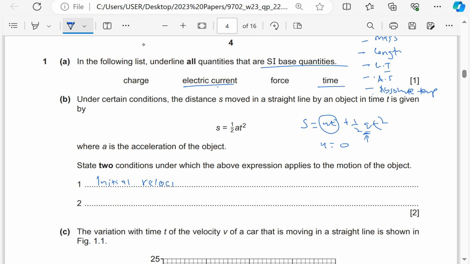Initial velocity or initial speed is 0. That's one condition. Initial speed is 0. The second one, the acceleration must be constant. Acceleration is constant. And of course, it should not be 0. If we are to use that equation, the acceleration cannot be 0. So acceleration is constant.